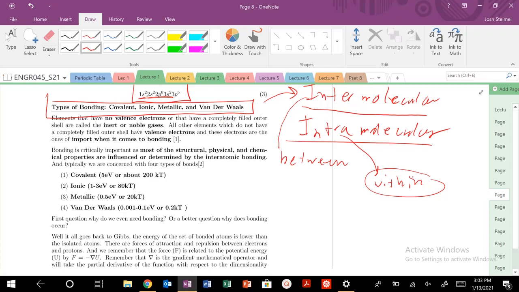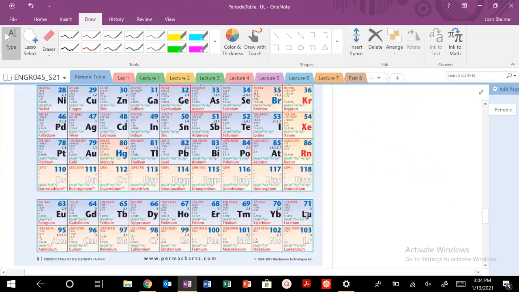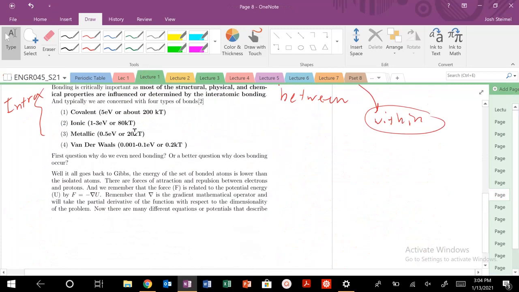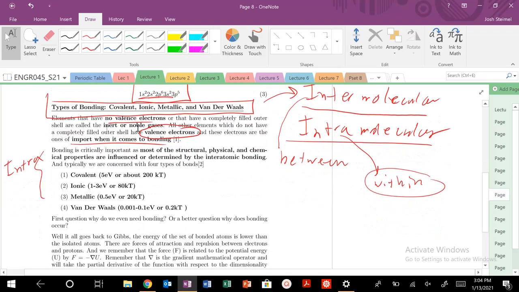So all the interactions that we're going to talk about here are intramolecular. We've mentioned this previously, but valence electrons are incredibly important when it comes to bonding. If we have no valence electrons, if we're inert or noble gases, as we saw on our periodic table, right here: helium, neon, argon, krypton, et cetera. Those atoms have no valence electrons. But valence electrons are going to be incredibly important when it comes to bonding. And bonding, again, is our atomistic length scale. It's going to determine all these different structural, physical, and chemical properties.